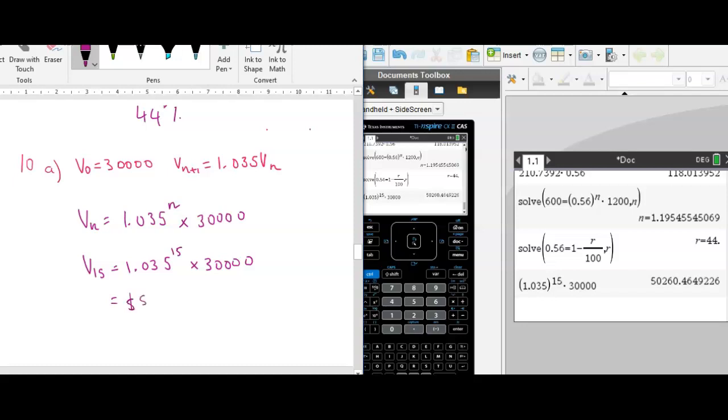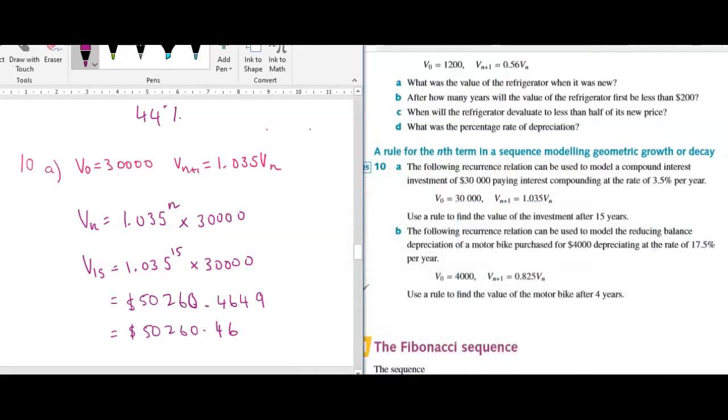Make sure you can round. If you have trouble with rounding, always do more numbers than you need to. So let's say I had trouble with rounding. I'd do 4 decimal places, and then I would do my rounding. Okay, so 46. Okay, so we're dealing with money. We only go to 2 decimal places.